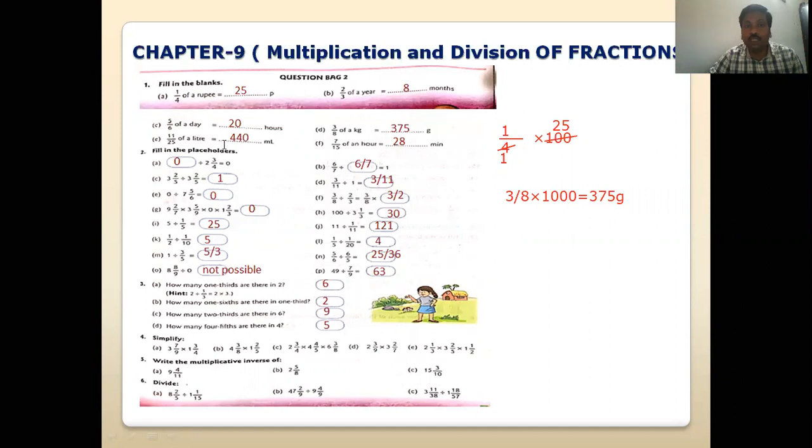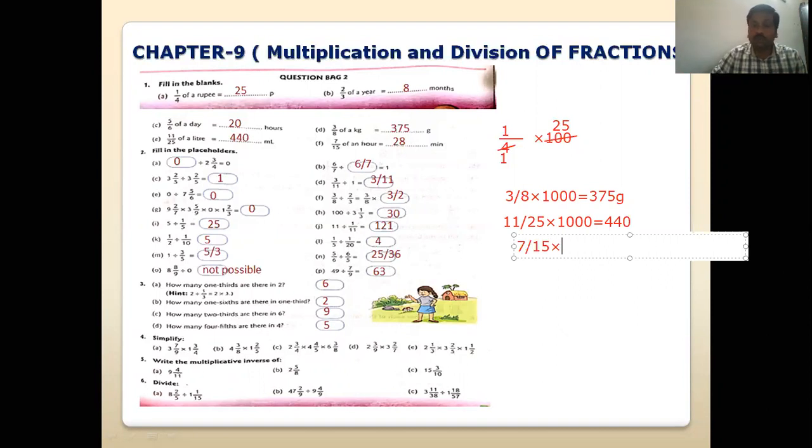And how many milliliters? Here is the liter, here is the milliliter. 1 liter has 1000 milliliters. So when we multiply this 11 by 25 by 1000, which number do we get? Yes, 440. You can do it by calculating it. Here we have 7 by 50. And now here we see 7 by 15 of an hour into the minute. How many minutes in 1 hour? 1 hour is 7 by 15, and this is multiplied by 60 minutes.